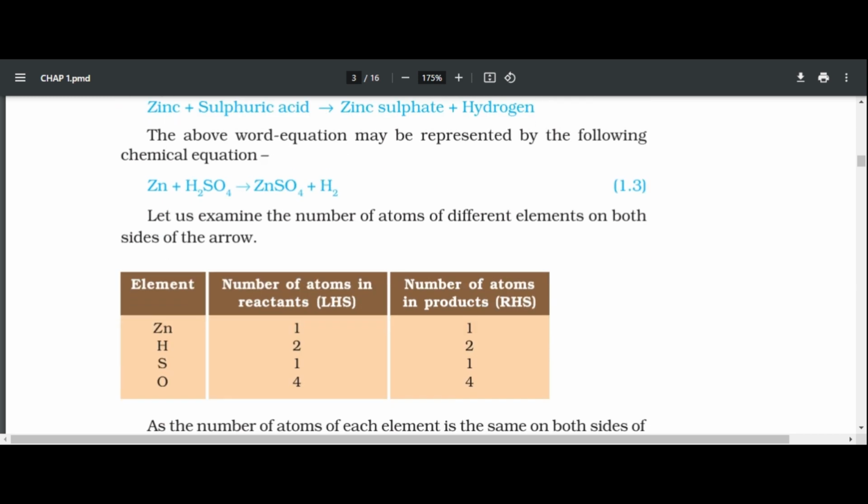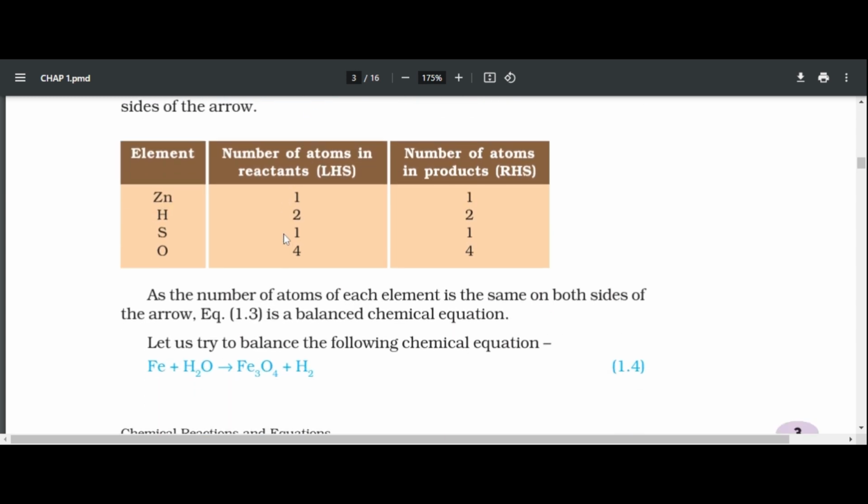Let us examine the number of atoms of different elements on both sides of the arrow. Zinc is 1 on the LHS and 1 on the RHS. Hydrogen is 2 on the LHS and 2 on the RHS. Sulfur is 1 on the LHS and 1 on the RHS. And oxygen is 4 on the LHS and 4 on the RHS. As the number of atoms of each element is the same on both sides of the arrow, equation 1.3 is a balanced chemical equation. Let us try to balance the following chemical equation.